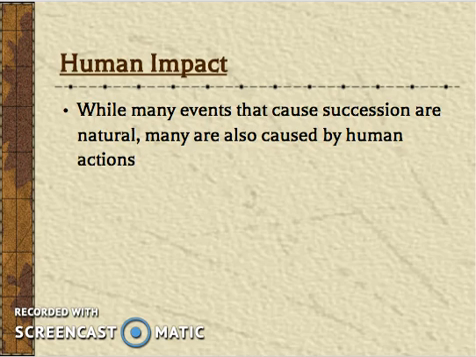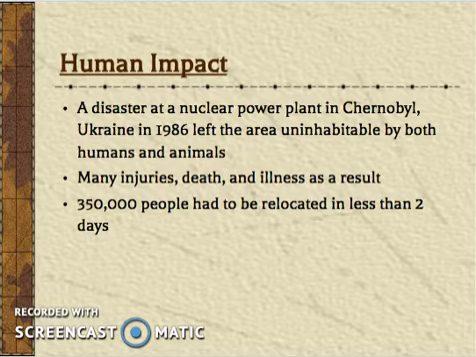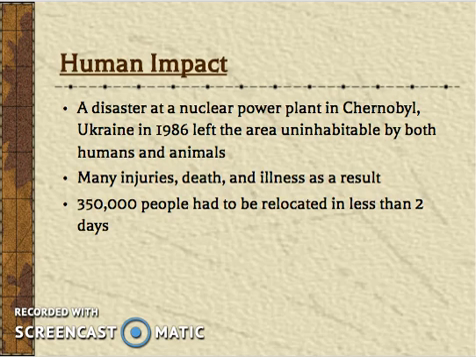All right, last thing we want to add in is human impact. Mentioned a couple slides back, there are definitely ways that humans can cause succession to begin. You saw the example of the fires. Some of those are man-made, and also the land being plowed. Obviously, that's people doing that. But I'm going to give you an example of another one that actually happened back in 1986 in the Ukraine.